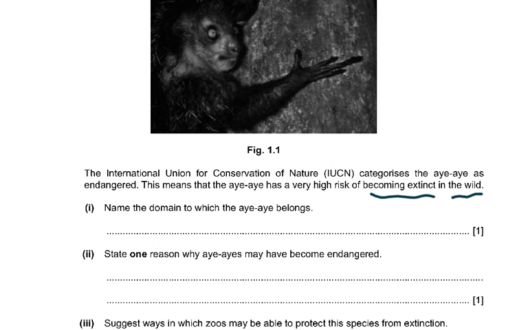Name the domain to which the aye-aye belongs. Now you know domains are only 3: Archaea, Prokarya, and Eukarya. So because it's an animal, it has to be Eukarya. It can't be anything else because domains are only 3. We categorize all living organisms into 3 domains.